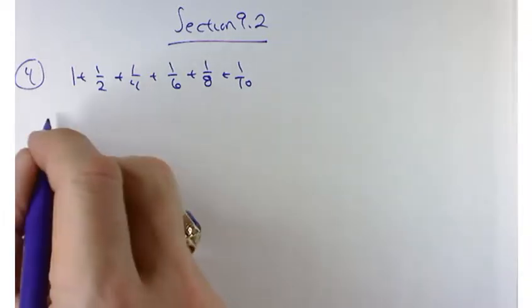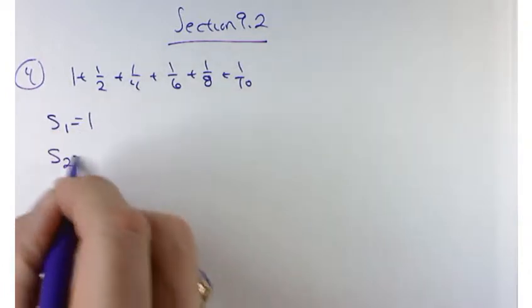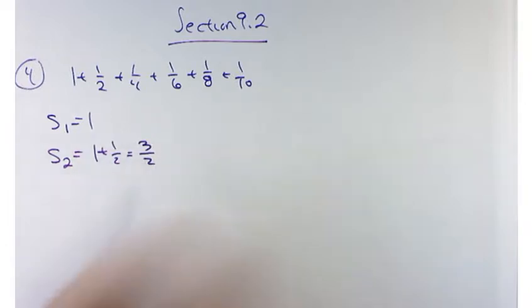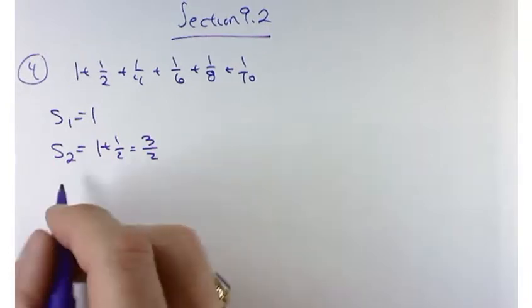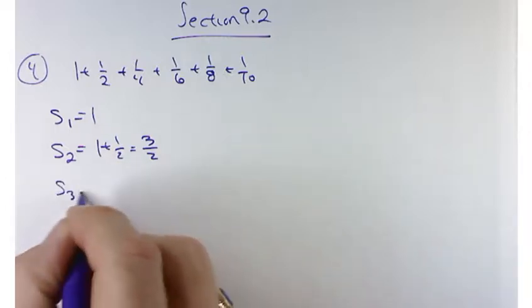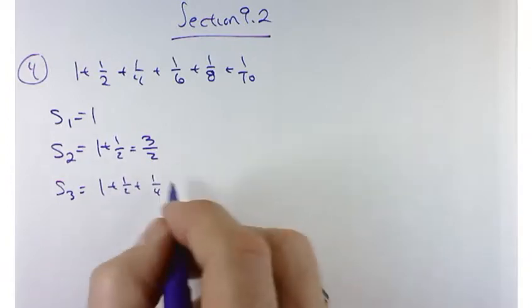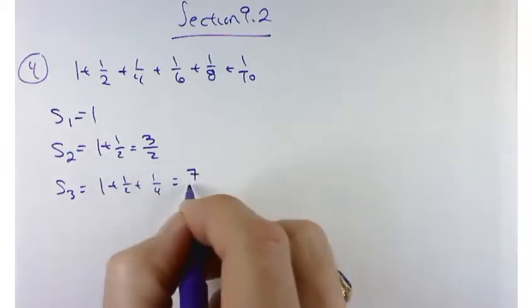So for instance, if I added up just the first one term, that'd be 1. If I add up the first two terms, that'd be 1 plus 1/2, which gives me 1.5 or 3/2. And so on. So we'll do S sub 1, S sub 2, S sub 3, 4, and 5. So let's finish these up. S sub 3 would be 1 plus 1/2 plus 1/4. So that'd be 1.75, which I think is 7/4.